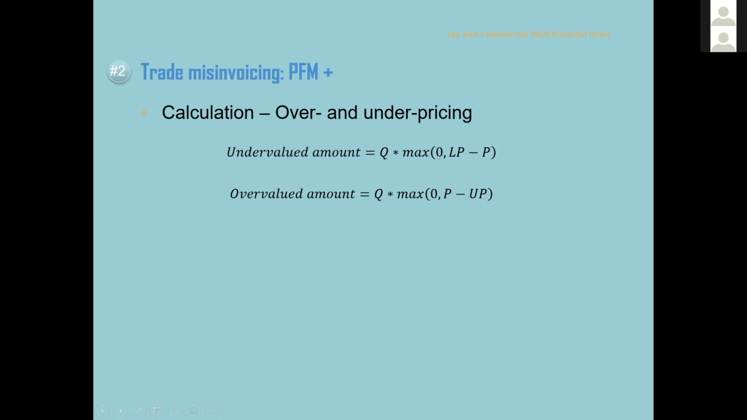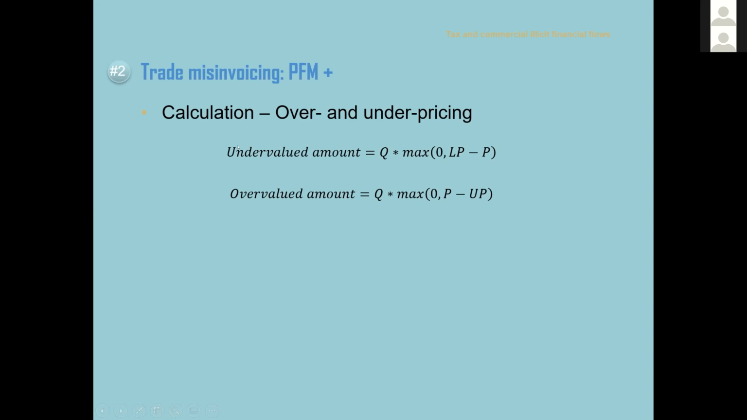undervalued amount. If the price is higher than the lower bound price, so the lower bound price is still 5, but the price that we have observed is 7, in this case we do not have an undervaluation. 5 minus 7 is minus 2, which means that the maximum is 0, which means that the undervalued amount is 0. And conversely, the overvalued amount is when the price observed is higher than the upper bound price. If it is higher, then this is a positive thing. If it is lower, then this is negative, where therefore the maximum is 0, so the overvalued amount is 0.